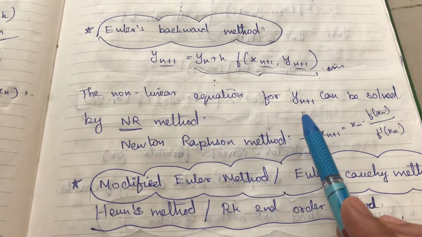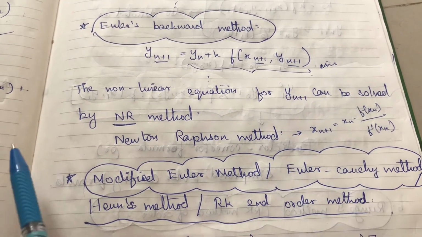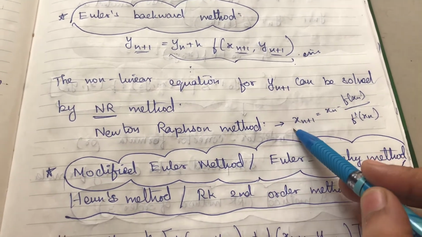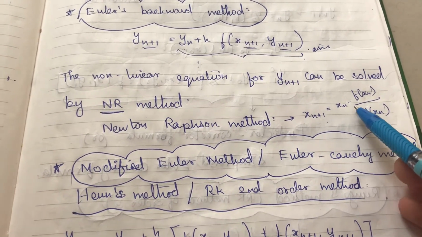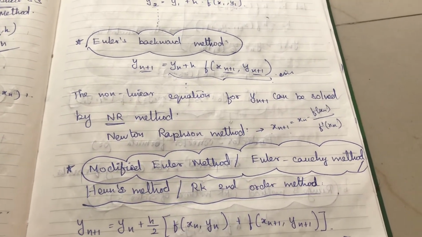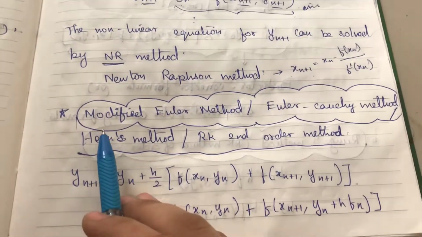The nonlinear equation for yn plus 1 can be solved by the NR method, that is the Newton-Raphson method, which is nothing but xn plus 1 equal to xn minus f of function over f dash of function. So we have seen this in the previous video actually.